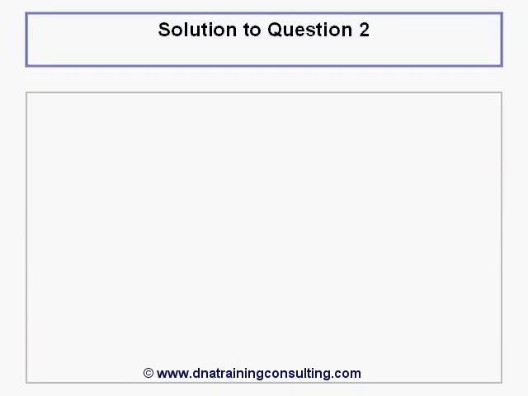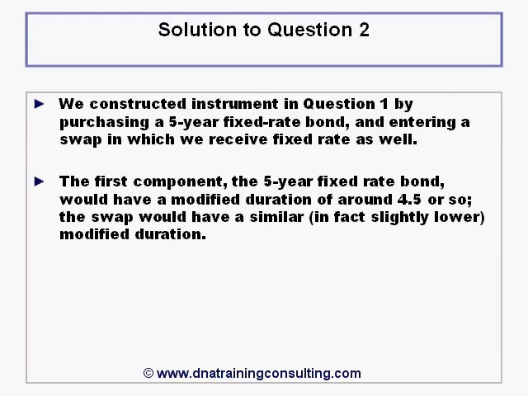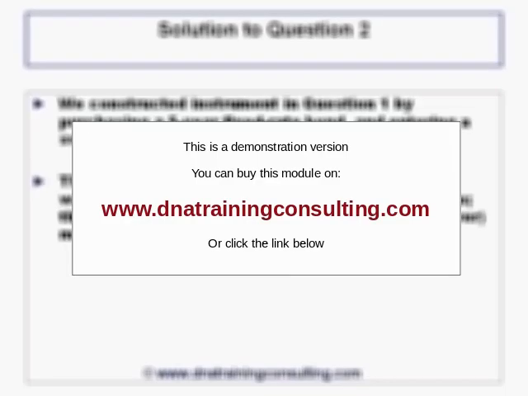Solution to question 2. We know we constructed the instrument in the previous question by purchasing a 5-year fixed-rate bond and entering a swap in which we receive fixed as well. The first component, i.e. the 5-year bond, would have a modified duration of around 4.5 or so, and the swap would have a similar, in fact slightly lower, modified duration.